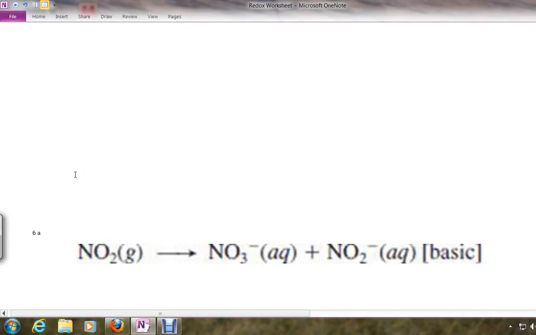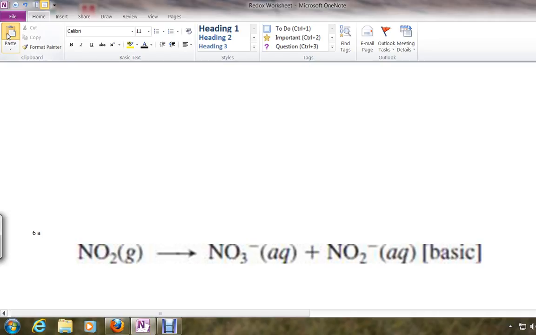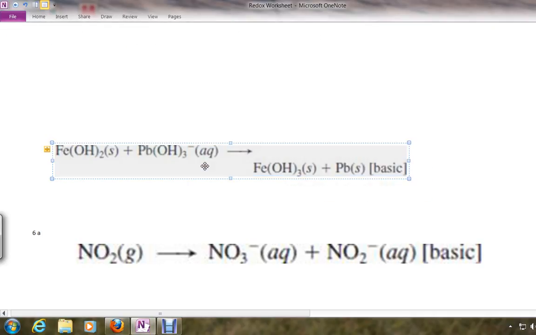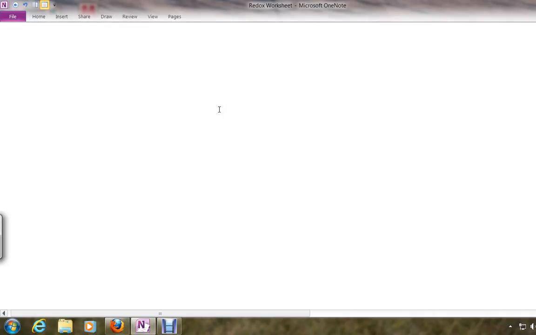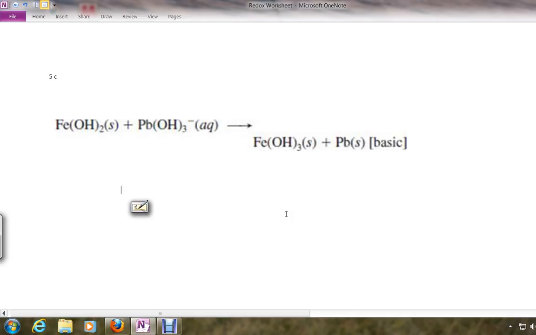5C. On 5C, okay. 5C, again, let's determine it. This is easy, so don't have a hard time.